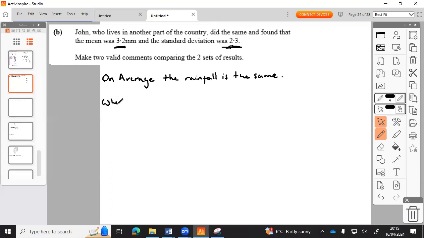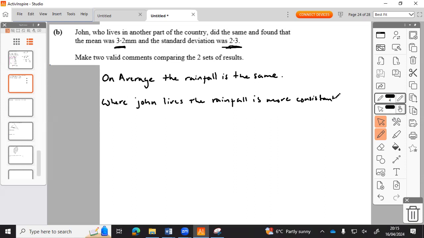Where John lives, the rainfall is more consistent because the standard deviation is lower. So the lower the standard deviation, the more consistent the numbers are.